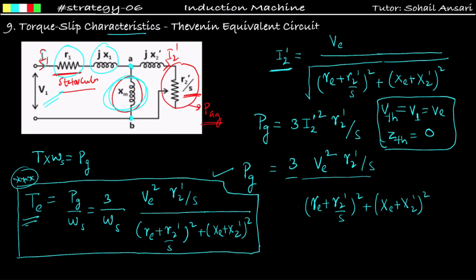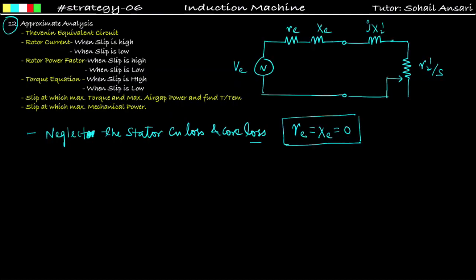So you have to replace VE is equal to V1, that is the supply voltage, and you have to replace RE is equal to XE is equal to 0 while doing approximate analysis. So whatever formula we have found, just replace VE by V1 and RE is equal to XE is equal to 0. So do this operation. If you do this, RE is equal to XE is equal to 0 and VE is equal to V1, then what will happen?